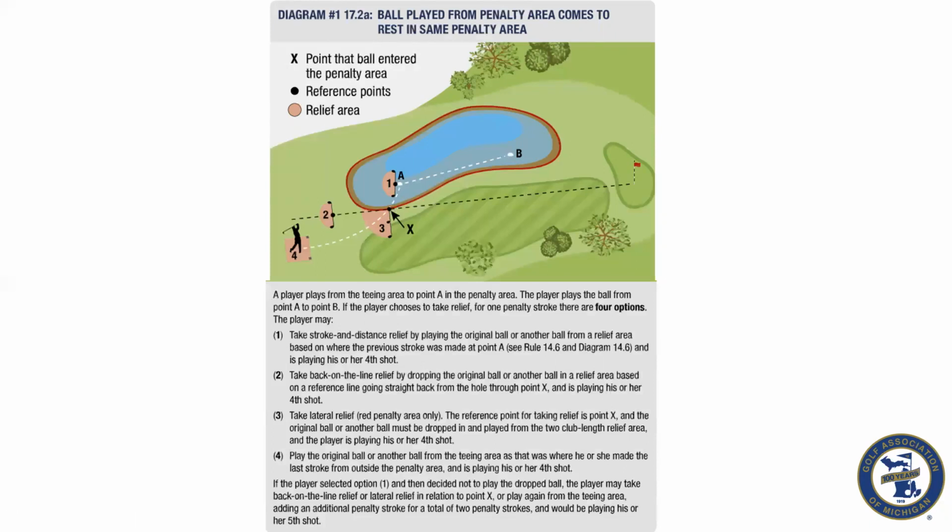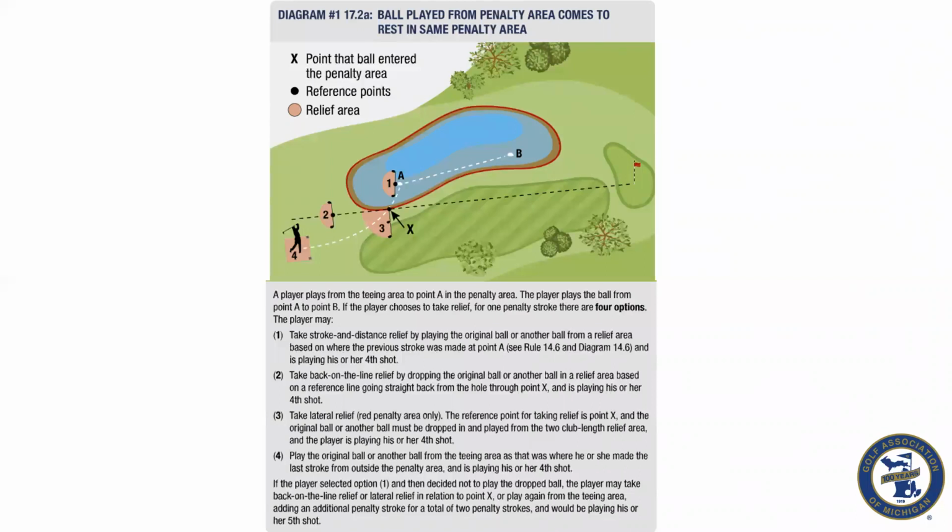They can go stroke and distance by playing from where the previous stroke was made at point A. So they could go back and try their luck again if they really thought that they had a shot from there. Or they can use the old reference point, so to speak. They can go back on a line, which you can see is option number 2 with the flag and where they last crossed the edge of the penalty area, and they can go back on that line and take a drop. When they go back on that line, you get one club length from your reference point, no closer to the hole.